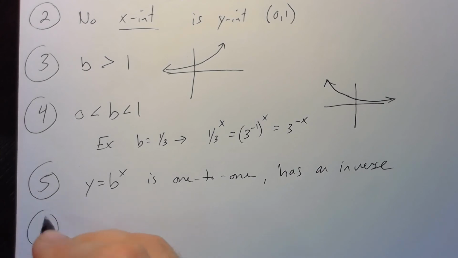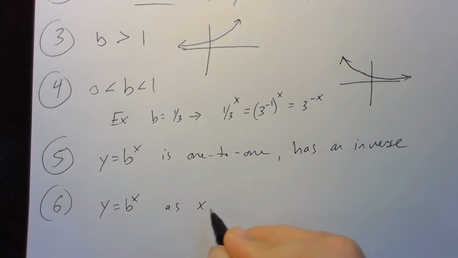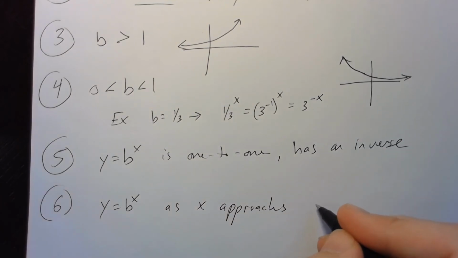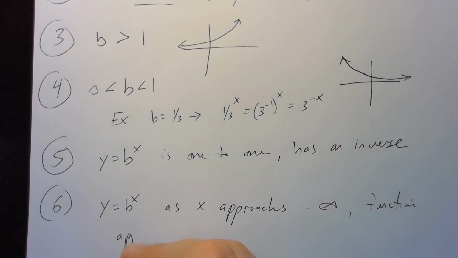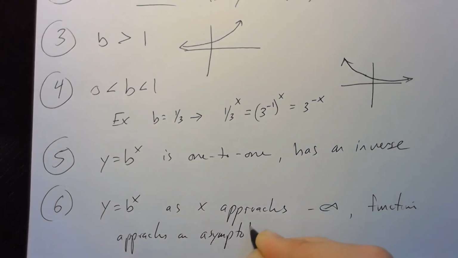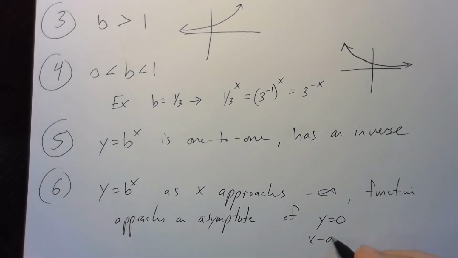Lastly, number 6. As y equals b to the x, as x approaches, in this case, negative infinity, the function approaches an asymptote of y equals 0. And so that means that there's a horizontal asymptote. Again, the x-axis in particular is that asymptote.